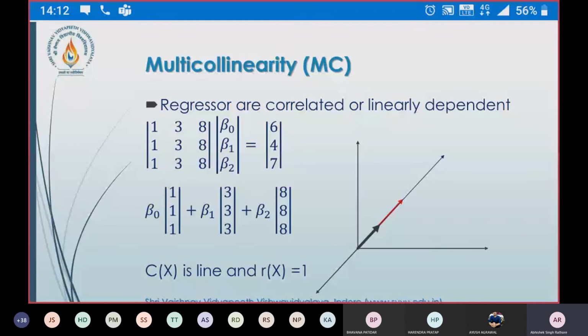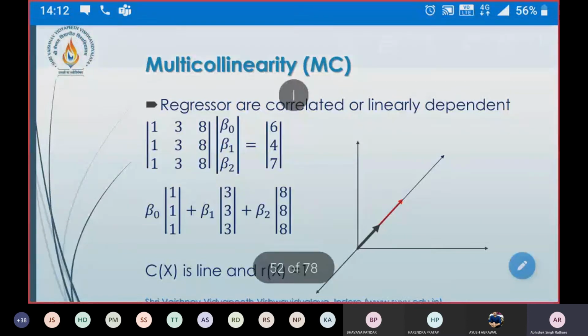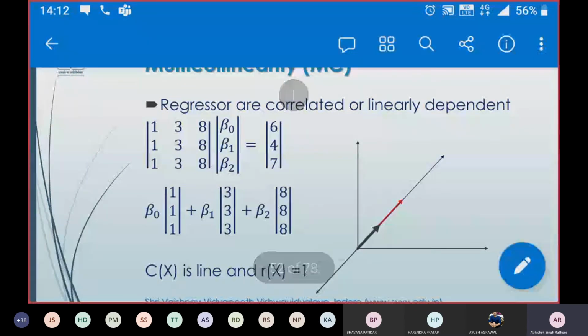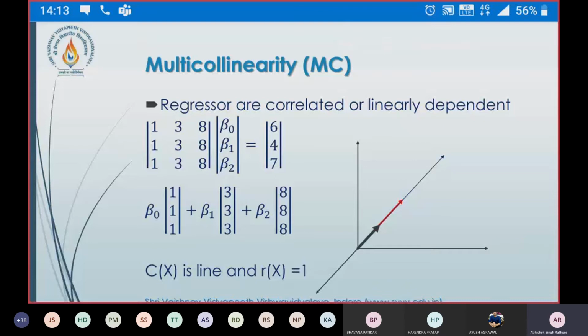So what it means is that you are having three vectors, or three equations available over here. One equation is beta naught plus 3 beta 1 plus 8 beta 2 is equal to 6. Again the second equation is beta naught plus 3 beta 1 plus 8 beta 2 is equal to 4. Again the third equation is beta naught plus 3 beta 1 plus 8 beta 2 is equal to 8. So it means that you are getting some equations over here.